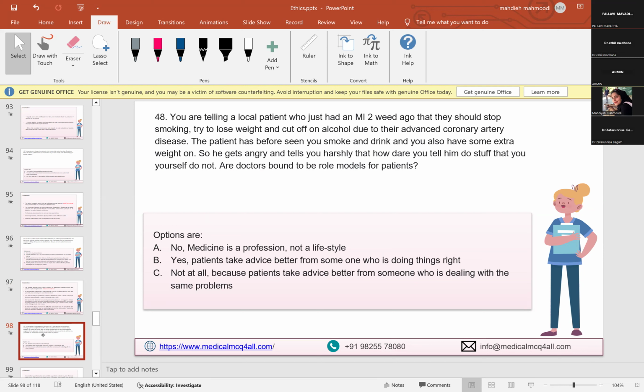A, no, medicine is a profession, not a lifestyle. B, yes, patients take advice better from someone who is doing things right. C, not at all, because patients take advice better from someone who is dealing with the same problems.